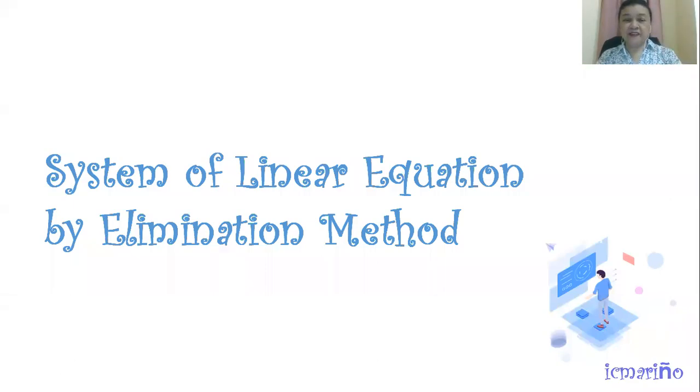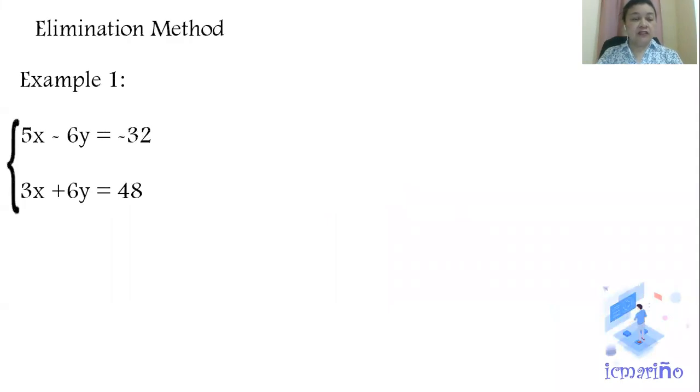We are back with system of linear equation by elimination method. Okay, let's have an example. 5x minus 6y equals negative 32 and 3x plus 6y equals 48. Now, in elimination method, dapat meron tayong variable na ma-eliminate kaagad. Okay? It's either variable x or variable y.